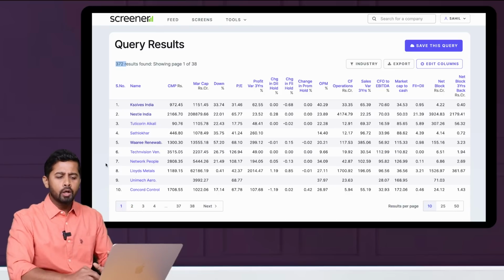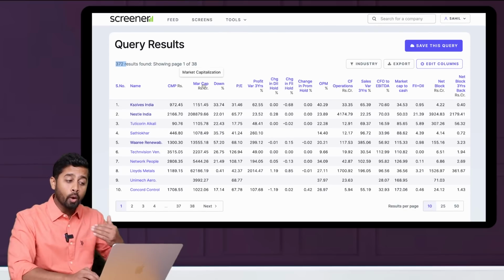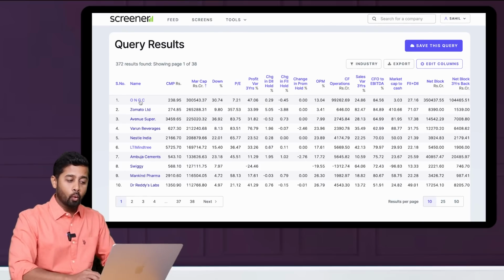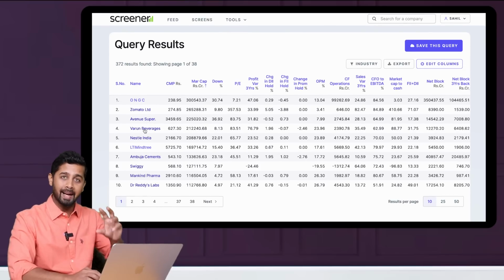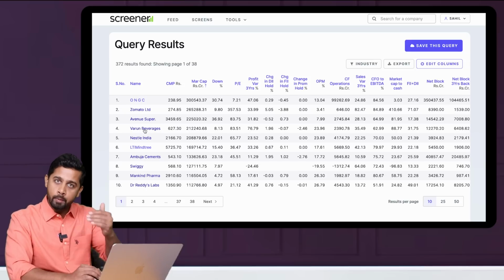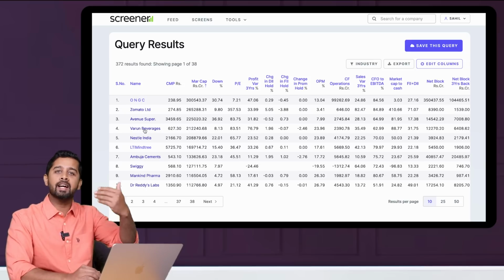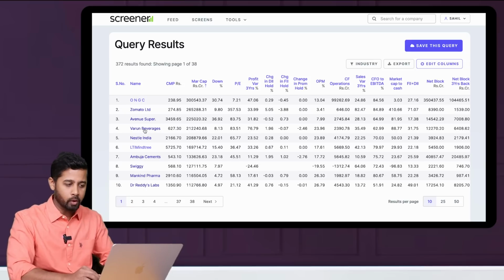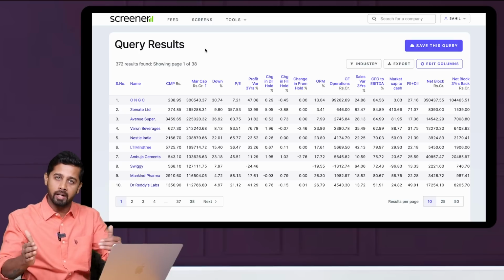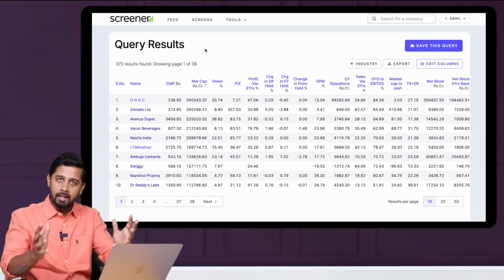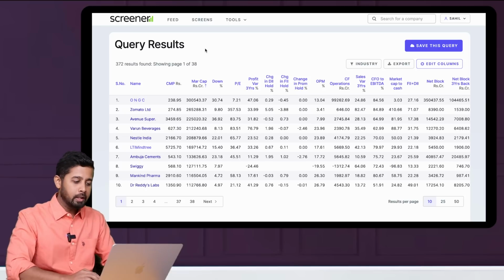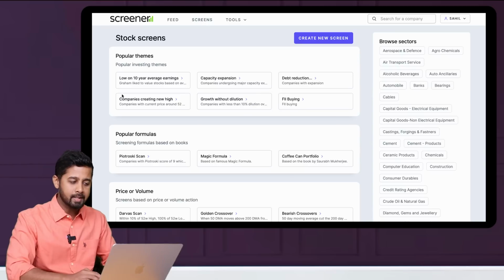So this is a good way to look at companies that are growing their capacity. Companies like ONGC, Zomato, Avenue Supermart, their assets are growing at a fast rate, which means their earnings and profitability is also going to increase over time, because if they're doing capacity expansion, it should be reflected in their revenue and profit growth, right? So this is the first screen you can consider.